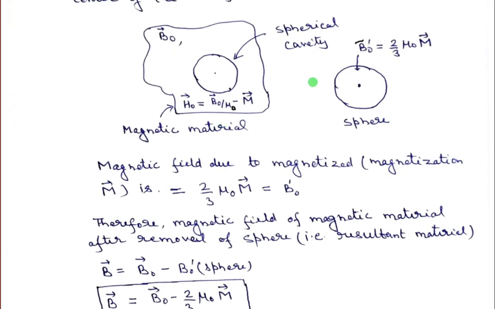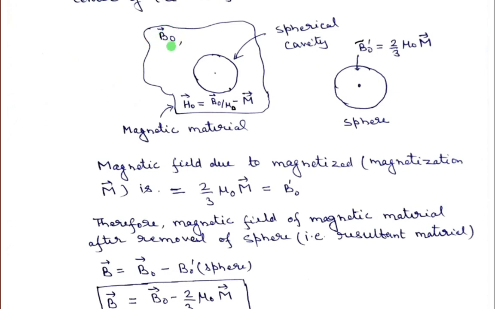So B0 prime vector is equal to 2 by 3 mu0 M vector, where capital M vector is the magnetization. This is the magnetic field at the center of the sphere if it is uniformly magnetized. For the detailed derivation, go to my previous lecture on the magnetic field due to a uniformly magnetized sphere. So this is the magnetic field due to this magnetized sphere, and this is the total magnetic field of the magnetized material B0.